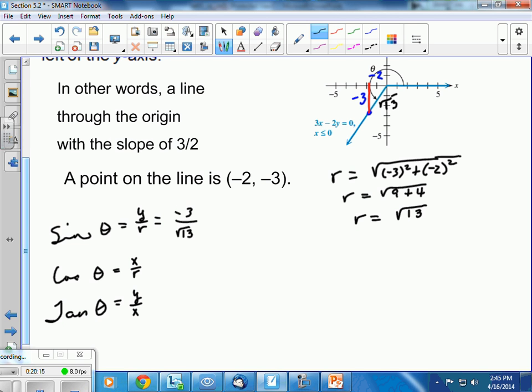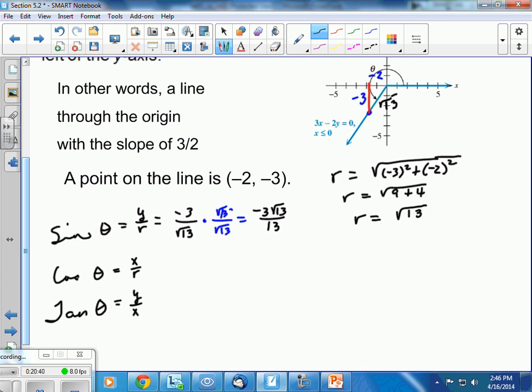Well, we know from previous study that I can never leave a radical in my denominator, so I need to rationalize that denominator. To do that, I'll multiply by the square root of 13, and I'll get negative 3 square root 13 all divided by 13. And that's going to be my sine of theta.